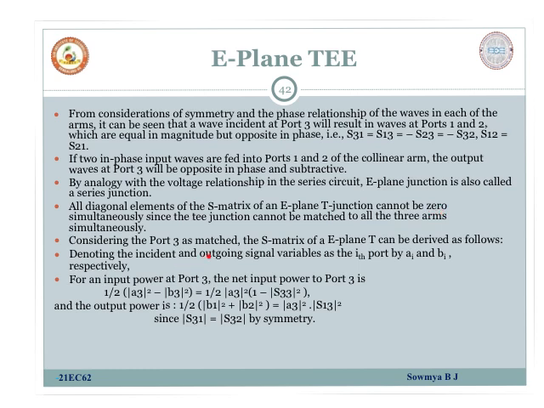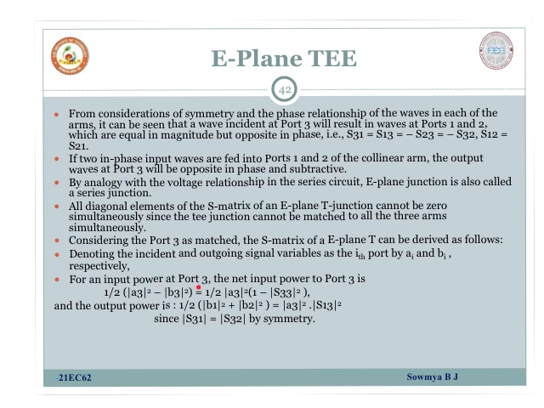Next, moving on to the next property, if I consider port 3 as matched, the S matrix of the E-plane T can be derived now. Let us assume that we are considering port 3 as matched terminated. Now, let us find the S matrix for this E-plane T. Let us denote the incident and outgoing signal variables at the ith port by Ai and Bi respectively. Input is Ai and output is Bi at the ith port.